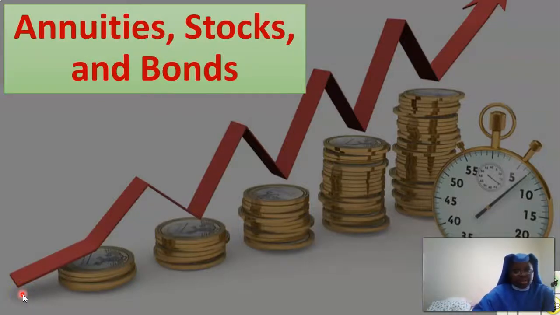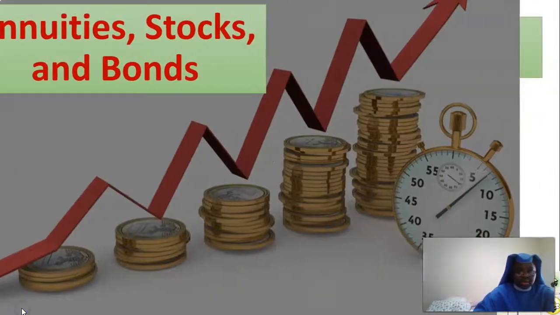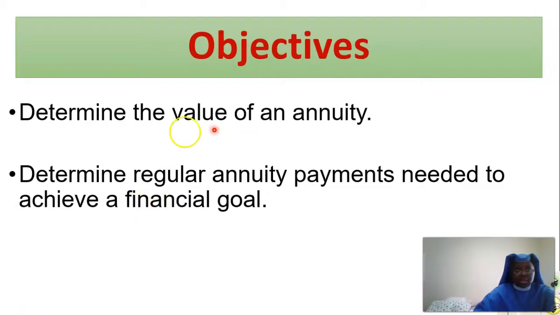In this video we're going to look at annuities, and eventually we're going to look at stocks and bonds, but today we're just looking at annuities generally. Annuities are like savings. Our objective is to determine the annuity and then the regular annuity payment.